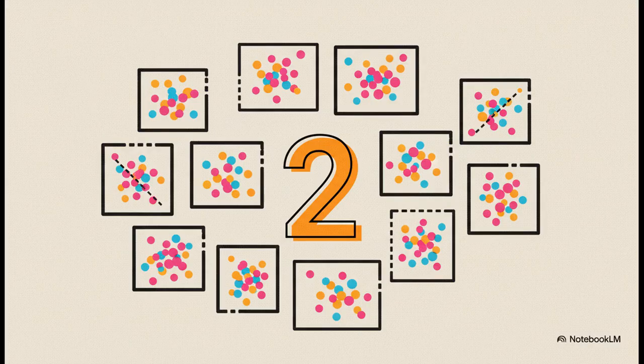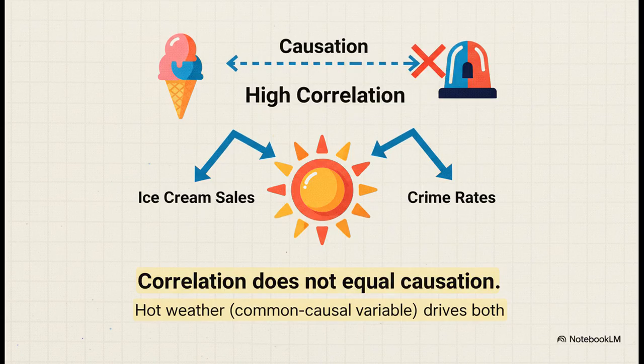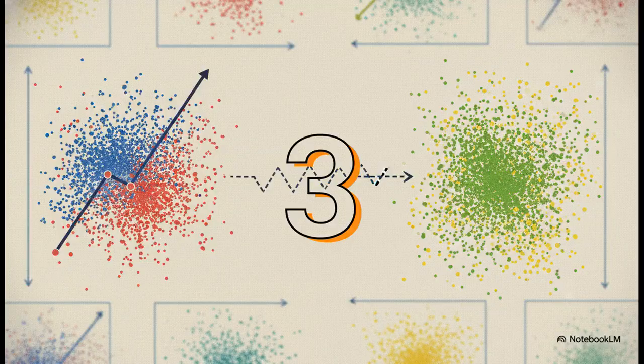Second. This might be the single most important rule in all of statistics. Correlation does not equal causation. This number shows you a connection, but it tells you absolutely nothing about the why. For example, ice cream sales and crime rates are often highly correlated. Does eating ice cream make people commit crimes? Of course not. There's a hidden variable, hot weather, that's driving both. If you ignore this in marketing, you can make some huge and costly false assumptions about what actually drives your customers' behavior.